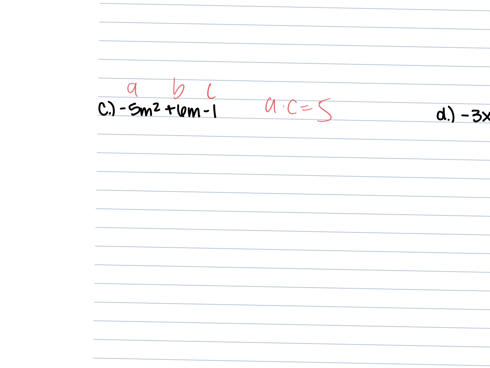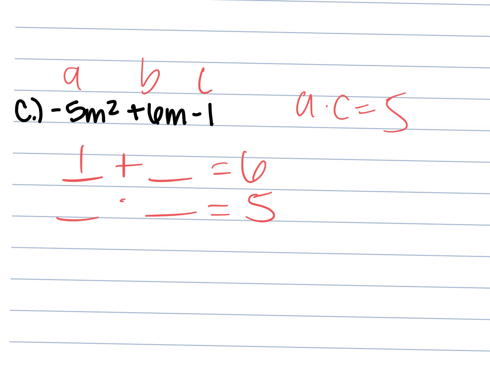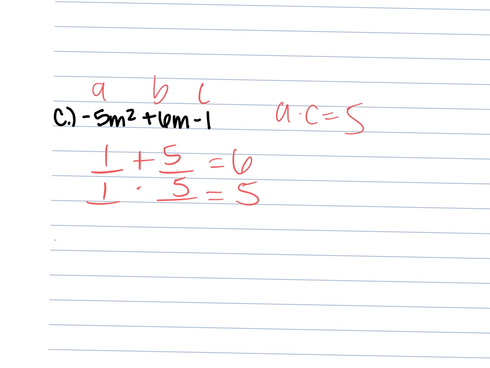And then I did the add and multiply thing, and I put 1 plus 5 equals 6, and 1 times 5 equals 5. Okay, keep going. So then I brought down the negative 5m squared, and then I added it with the 1m that I got from when I did that. And then I got the 5m minus the 1.